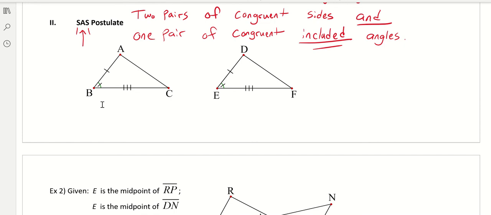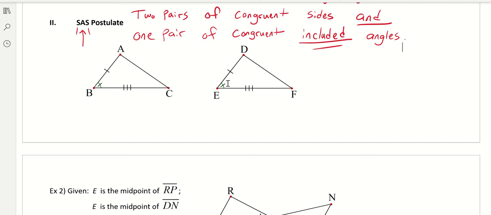So what does it mean for angle B to be an included angle? Notice we have information on side AB. We have information on side BC. Side AB and side BC, they combine to form angle B. In other words, they share vertex B, which is the vertex of that angle. Okay? They share point B, I should say, which is the vertex of angle B.